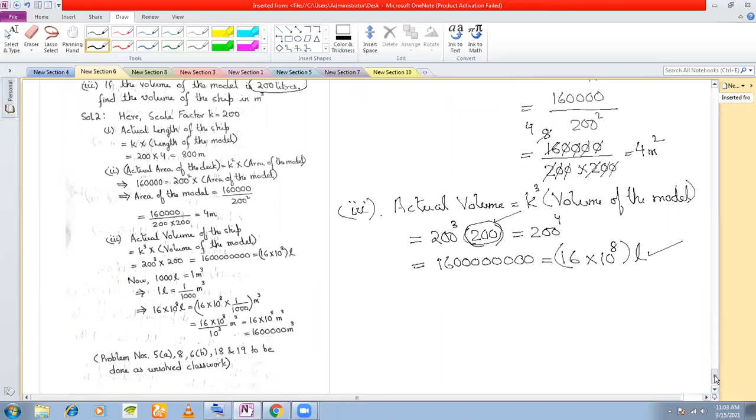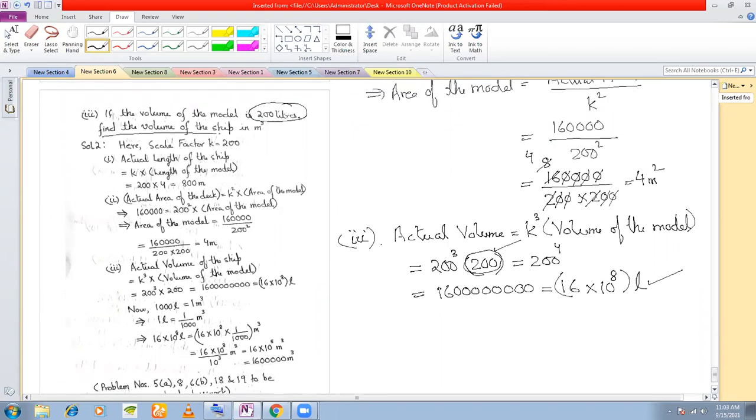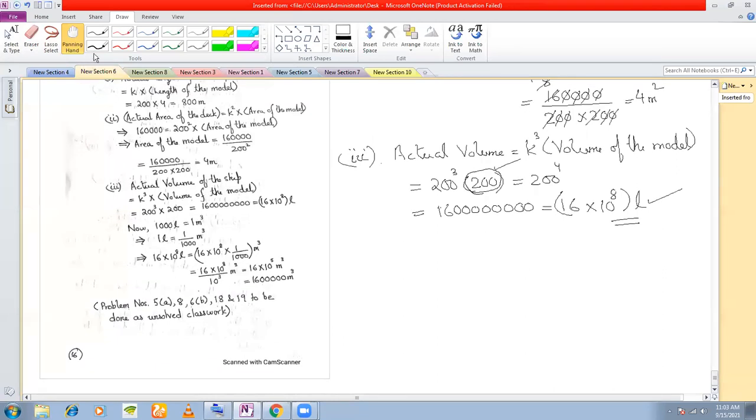But they have asked you to find the volume of the ship in meter cube. They are not asking this in liters. So we are going to convert liter to meter cube. The relation between liter and meter cube is 1000 liters is 1 meter cube. Normally, they will give you this relation also. You don't need to remember, but I'm sure in physics you must have done this. So 1 liter is equal to 1 by 1000 meter cube.